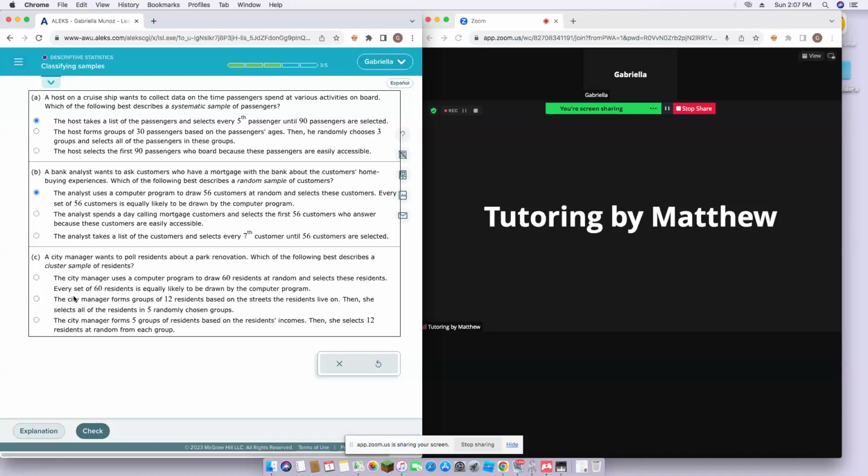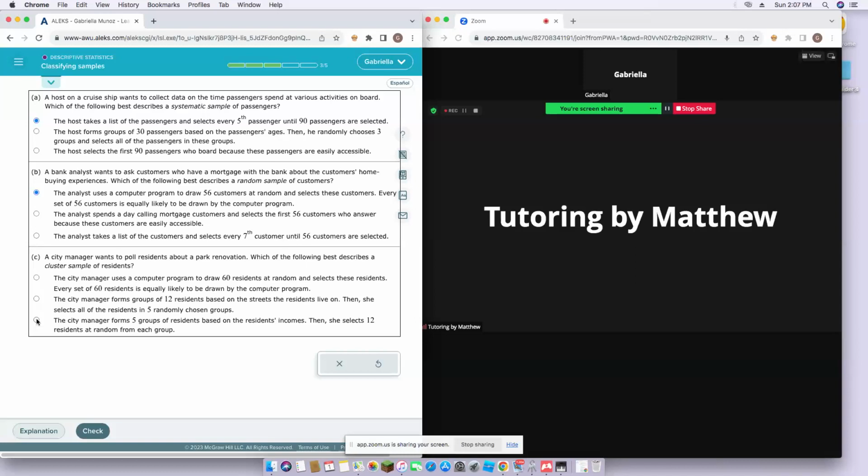Sometimes you got to do it by which one it's not. Forms 5 groups based on residents, and then she selects 12 residents at random from each group. Okay, so the last one is stratified, the third option there, where it divides into groups and then selects randomly from each group. That's considered stratified. So that one's out. The first one says the city manager uses a computer program to draw 60 residents at random, and then selects these residents.